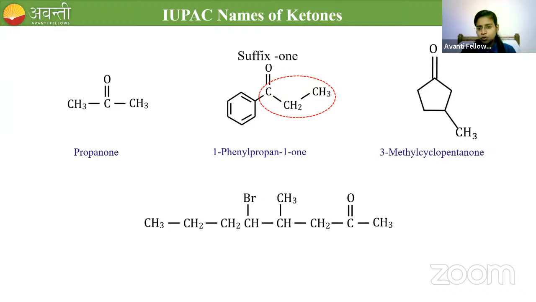5-bromo 4-methyl octan-2-one. Very good. The student from JNV has got the correct answer. Yeah, it is exactly correct. It is 5-bromo, 4-methyl, octan-2-one. So you have to start numbering from this end. This is the long chain, right? So this is the long chain. So you have to start numbering.